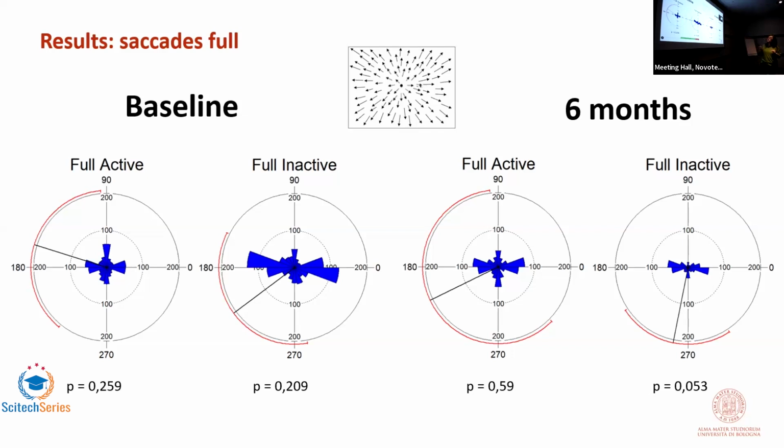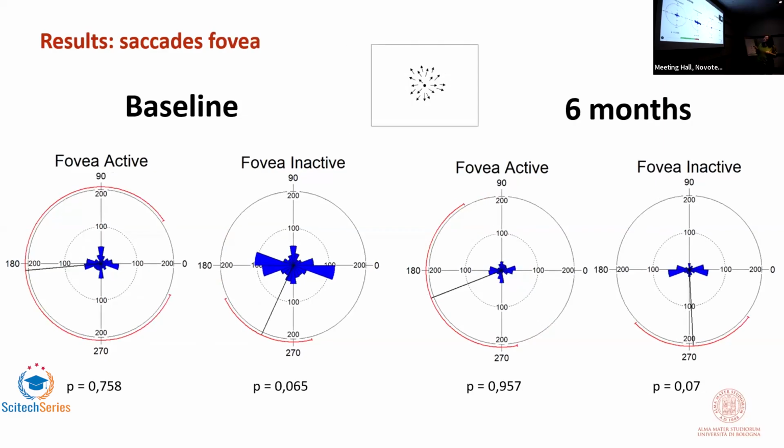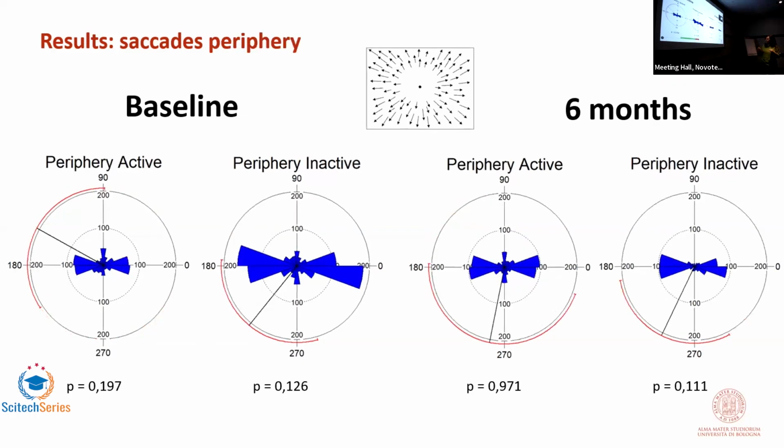So this is the full stimulus. People made some saccades, of course. Inactive people always made more eye movements than active people, but they were distributed around the visual space, not being clustered anywhere. Same thing for the fovea. You see the circular standard deviations here are very, very big in all cases. So there's no difference between active and inactive people in the generation of saccades. Same thing for the periphery.